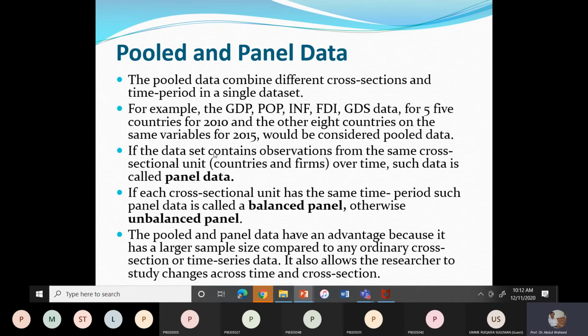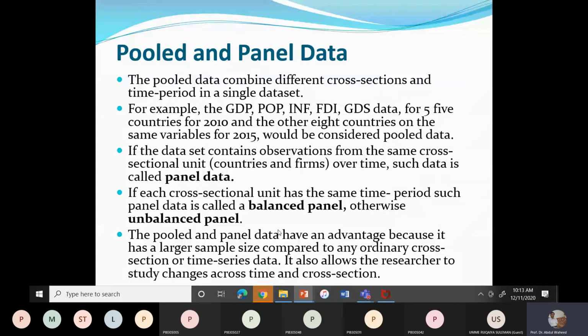Now, if the data set contains observations from the same cross-sectional unit, for example countries or firms, over time, such data is called panel data. If each cross-sectional unit has the same time period, such panel data is called a balanced panel. Otherwise, if the time period is different for the cross sections, it will be an unbalanced panel.